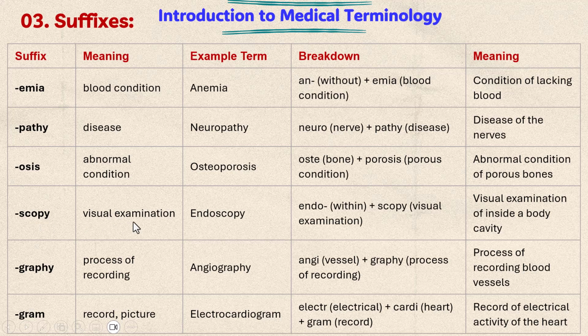Scopy means visual examination. For example, endoscopy. Here endo means into, scopy means visual examination. So, visual examination inside a body cavity. Graphy means process of recording. For example, angiography. Here angi is vessel, graphy is process of recording. So the full form is process of recording blood vessels. Gram means record, that means picture. For example, electrocardiogram. Here electro is electrical, cardi is heart, gram is record. So the full form is a record of electrical activity of the heart.